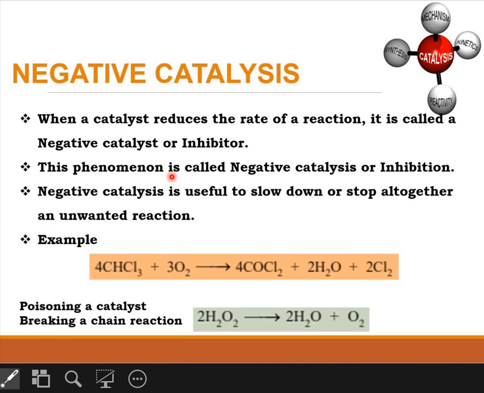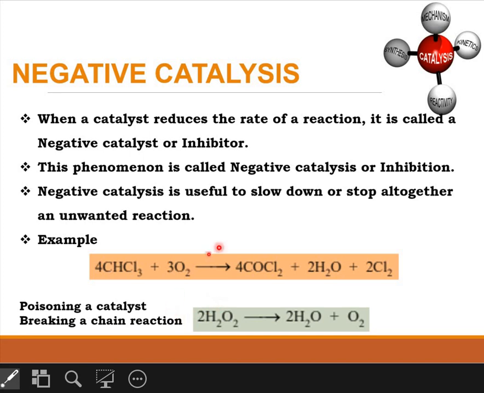Another important terminology is negative catalysis. A substance that reduces the rate of a reaction is called a negative catalyst, otherwise called an inhibitor. This phenomenon is called either inhibition or negative catalysis. The mechanism of negative catalysis is different for different reactions. For example, a trace of alkali dissolved from the glass of the container catalyzes the decomposition of hydrogen peroxide. But the addition of acid will destroy that alkali catalyst and this prevents the decomposition.